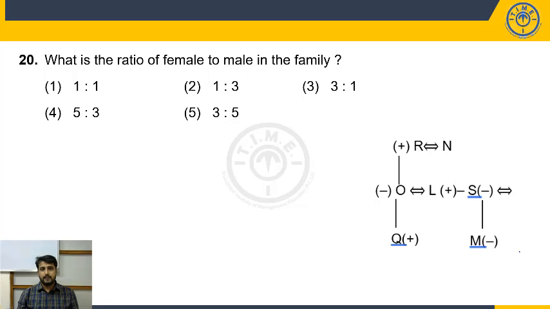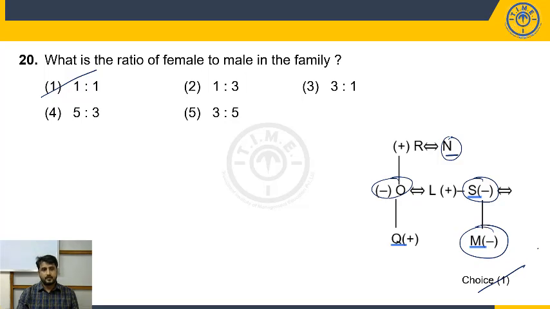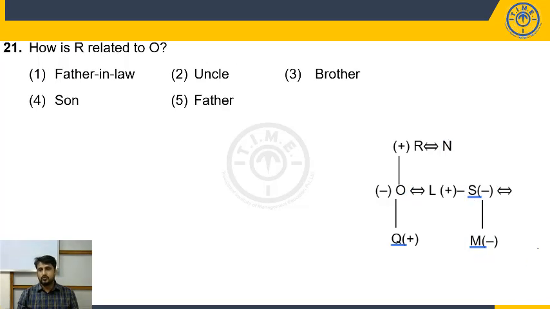What is the ratio of male to female in the family? R is male, N is female. So 1 female, 2 females, 3 females, 4. Out of 8, 4 are females, so 4 are males. 1 is to 1. Choice 1. How is R related to O? R is the father of O. Choice 5.